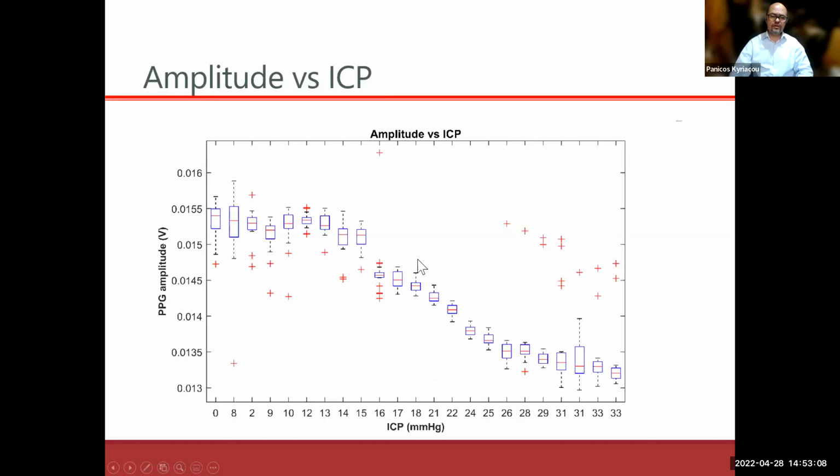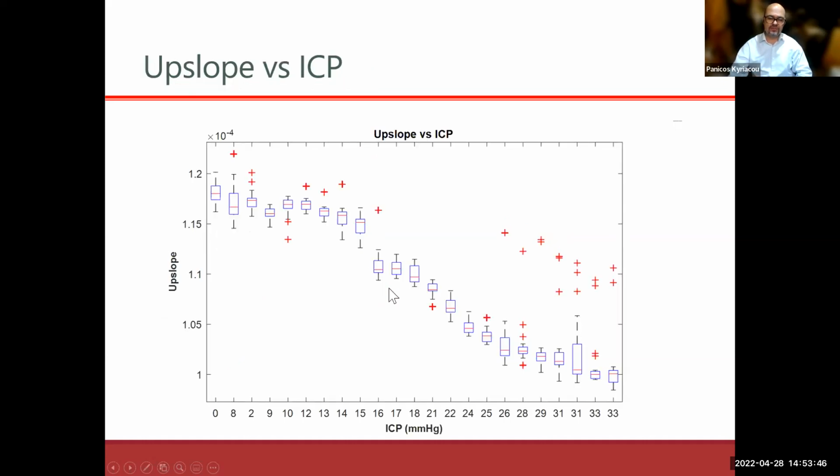ICP. And then we have looked at the behavior of some of these features, and I'm going to show only two. What happens to the amplitude of the PPG with changes in ICP? X-axis ICP, Y-axis PPG amplitude. You see that within the range of normal intracranial pressure, up to maybe 15 millimeters of mercury, PPG amplitude is up here. But look at this dramatic drop in the amplitude of the PPG once we are entering abnormal intracranial pressure. It really shoots down. And the same with the upslope of the PPG.